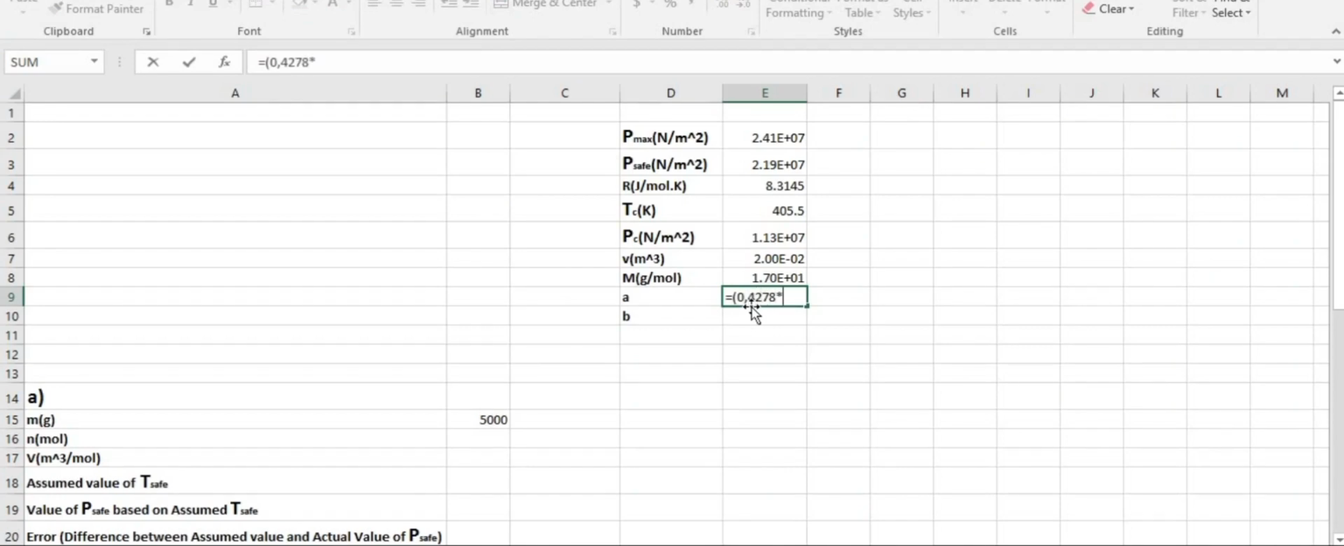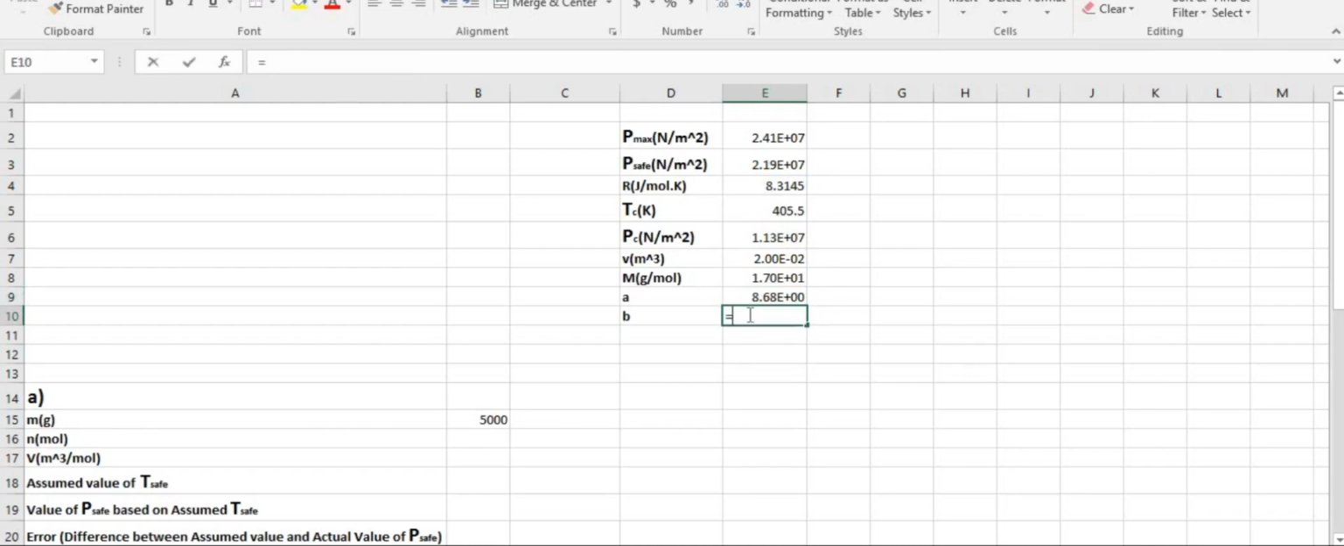So we have 0.4278 multiplied by our value of R raised to the power of 2, multiplied by our value of TC raised to the power of 2.5. You now close the bracket and divide by the value of PC. Excel follows BODMAS. So you press equal to and it will give you your value of A.